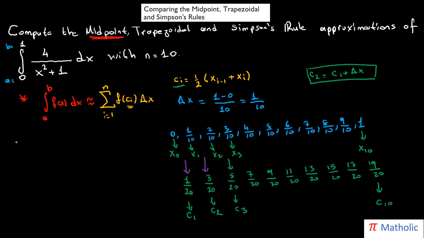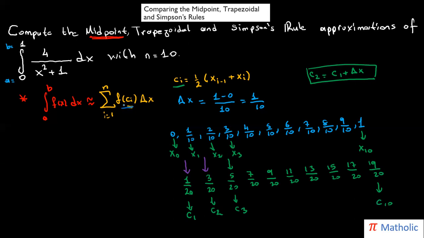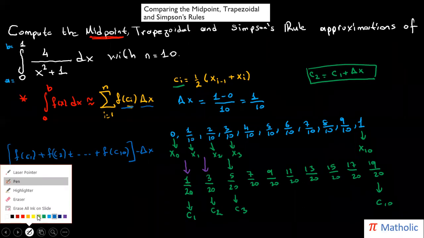So what are we going to do here? Since we know the midpoint rule says the sum of f of ci multiplied by delta x, I'm going to write f of c1 plus f of c2 plus until the last one, which is f of c10, and I'm going to multiply them all by delta x, right? n is 10, and it is given to us, delta x is 1/10. So let's do this work.